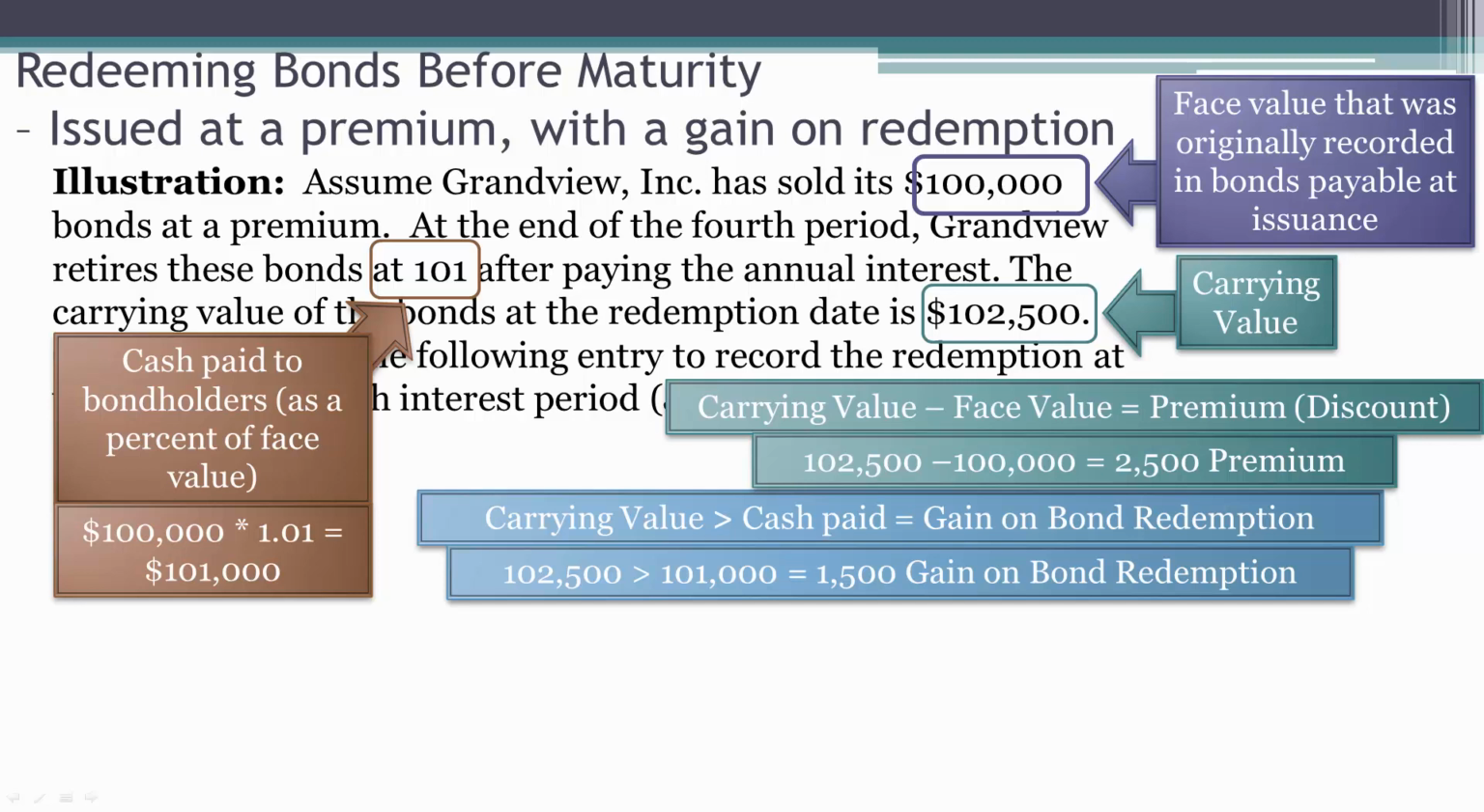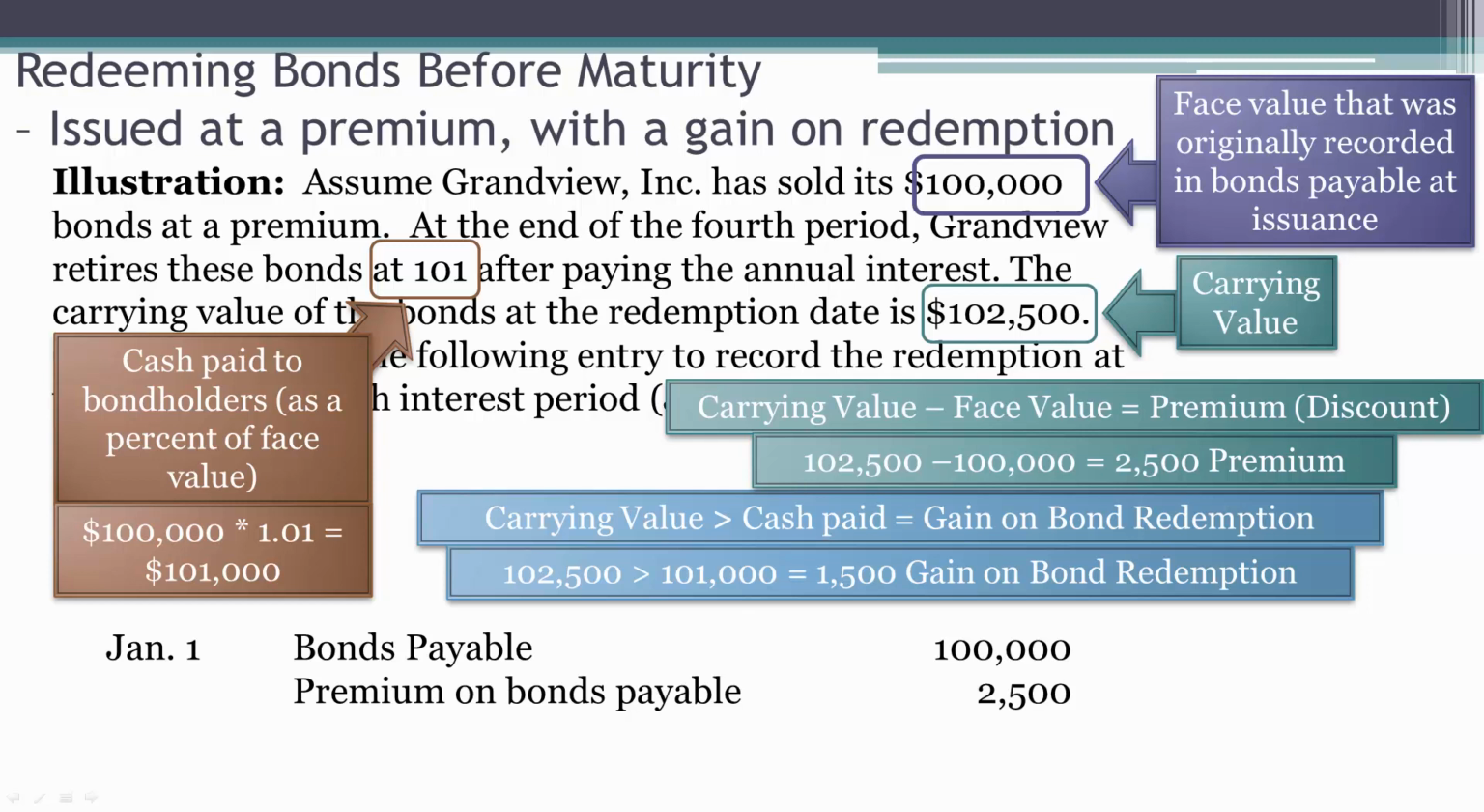And so when we build our journal entry, we're still going to debit bonds payable for the face value. That never changes. We need to debit the premium for the remaining $2,500 premium to get rid of it. Then we're going to credit the gain on bond redemption because it's a revenue. And then we credit cash for the $101,000 that they paid to the bondholders.